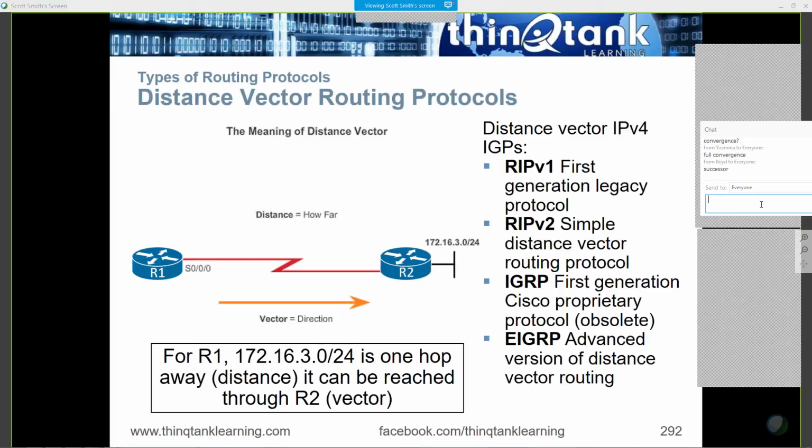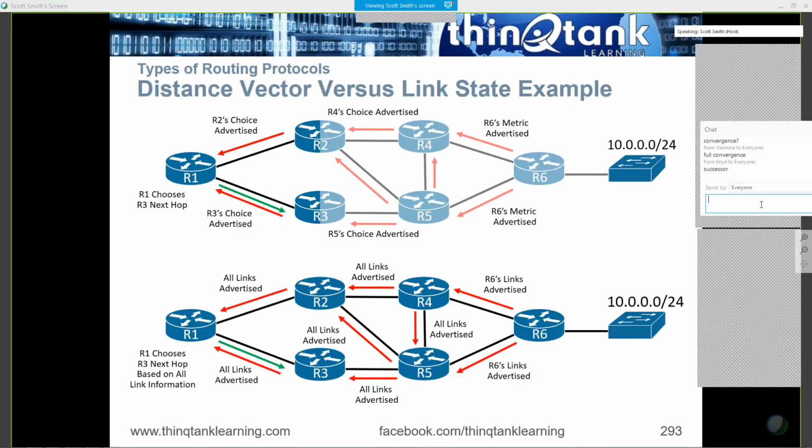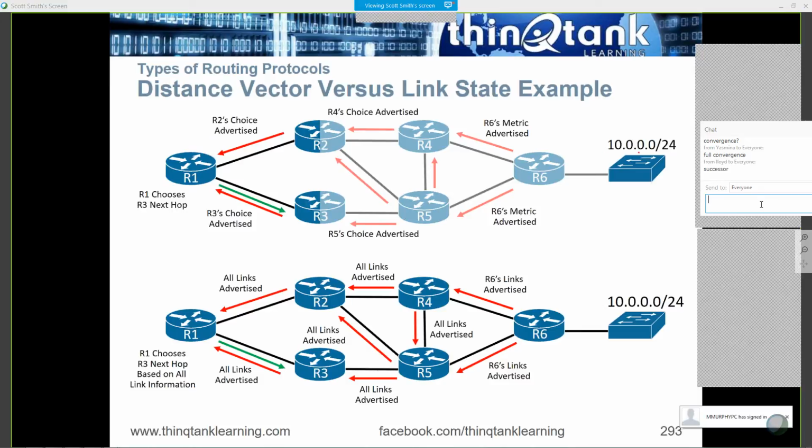We'll talk about that. I promise. It's coming. Hey, how about that? It's right here. Okay? So I need to sit down and do some drawings on this one because I really do want you guys to understand the differences between these two types of classifications. So let's talk about this from the perspective of router 1 in both cases. Router 1 is trying to reach this network over here, 10.0.0.0.